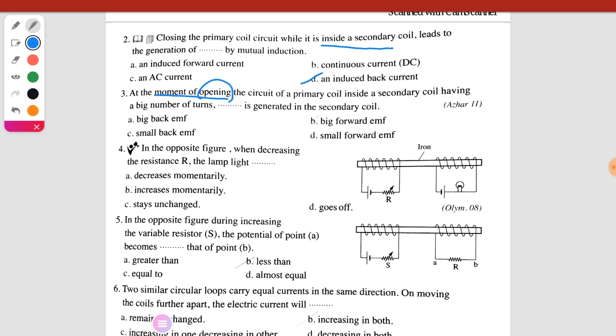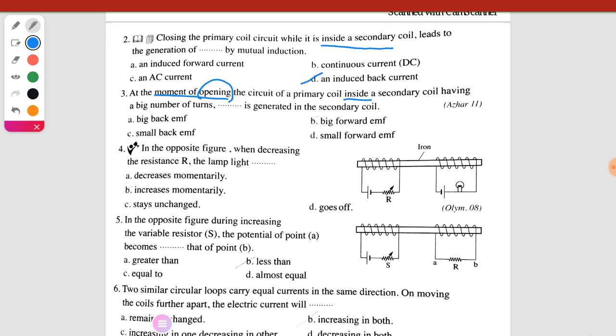This is the secret key to solve the question. At the moment of opening the circuit of the primary coil inside the secondary coil, the number of turns generates a big back EMF or a small forward EMF.